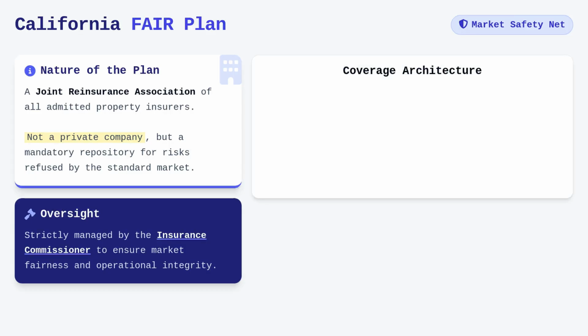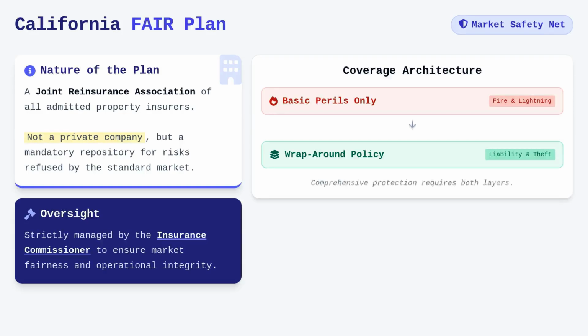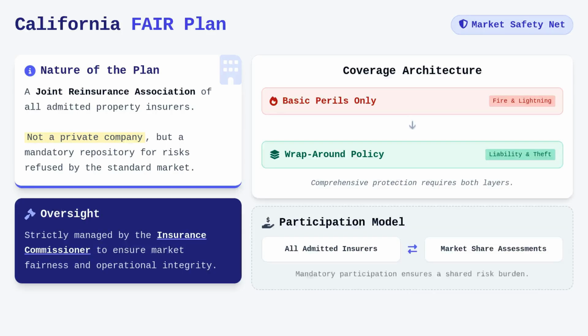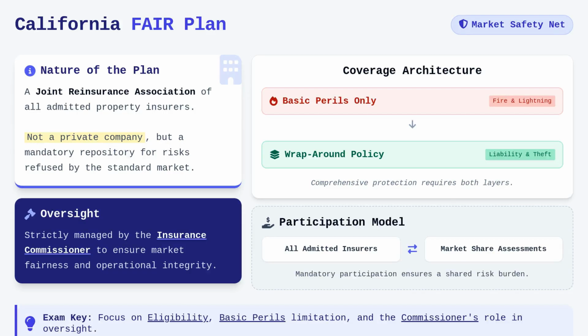You must keep in mind that its coverage scope is explicitly limited to basic perils like fire and lightning, meaning consumers often need specialized wraparound policies from the private market to achieve comprehensive liability and theft protection. Because every admitted property insurer must participate in the Fair Plan and bear assessments based on their market share, the Commissioner maintains rigorous oversight over its operational framework to ensure market fairness. Understanding the eligibility criteria, the application process, and how the plan interacts with the broader admitted market is essential for solving complex situational questions on the exam.